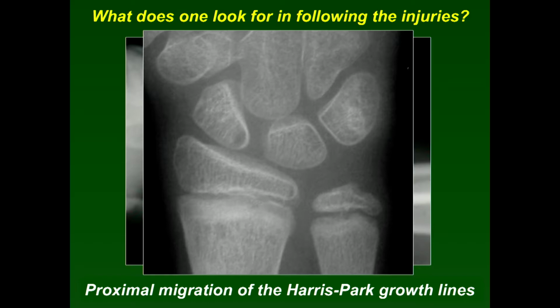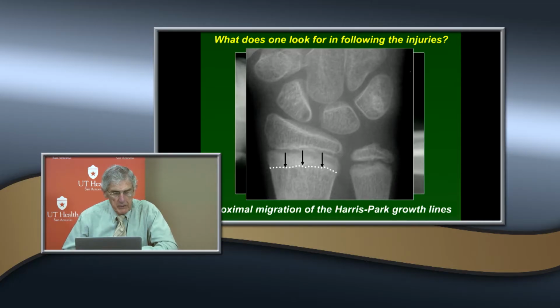Whenever you have an injury, you have a slowdown of growth. And when we talked about this in the first section, they call that the Harris Park growth arrest lines. And if you have symmetrical migration, you know that it's still growing. That's the best sign. Once you see that, then you probably may not need to have them come back. You've demonstrated that it is growing, and it's growing symmetrically.